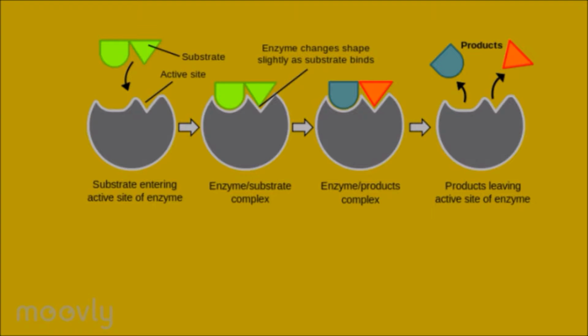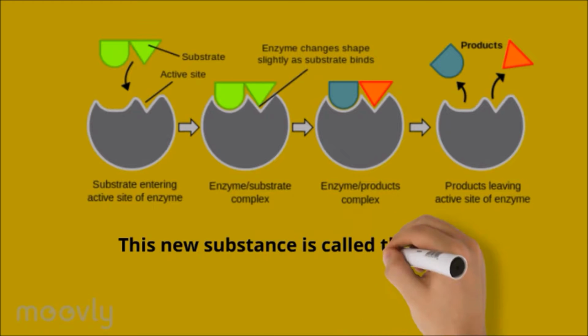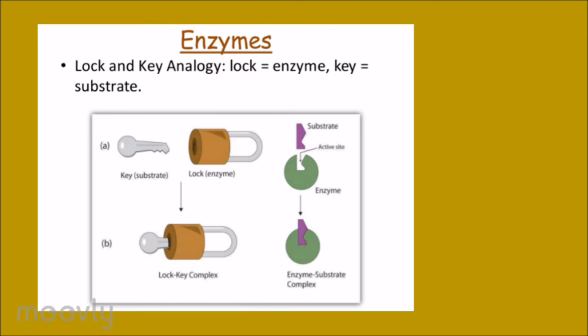After the reaction is complete, the new molecule or substance is released by the enzyme. This new substance is called the product. The process is analogous to the lock and key analogy, where the enzyme acts as a lock and the substrate acts as a key.